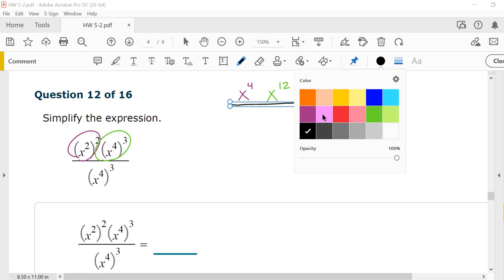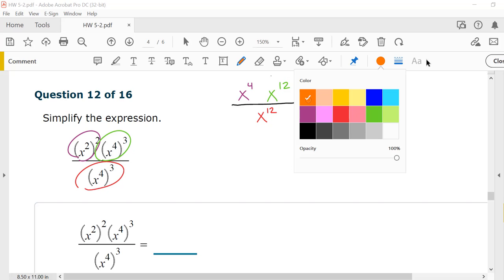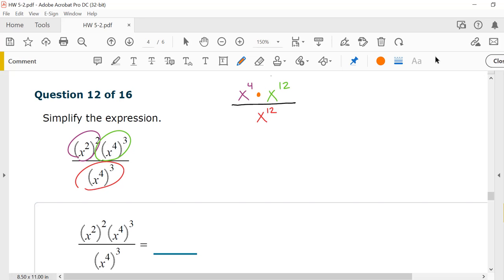over x to the 4 to the 3 is x to the 12, 4 times 3. All right. Hopefully you see x to the 12th up top and x to the 12th on the bottom. So those would cancel. If you don't see that, and you want to go all the way through, x to the 4 times x to the 12 is x to the 4 plus 12. 4 plus 12 is x to the 16th over x to the 12th.